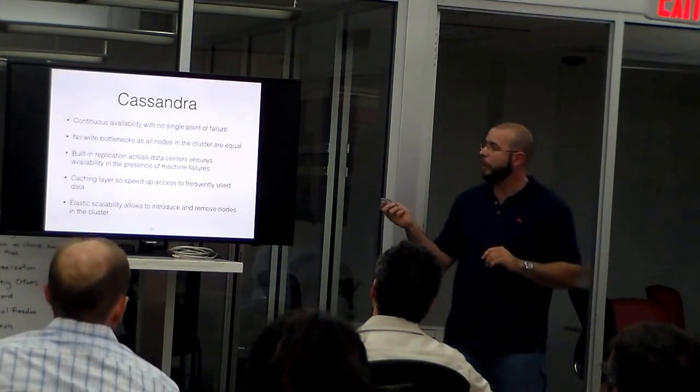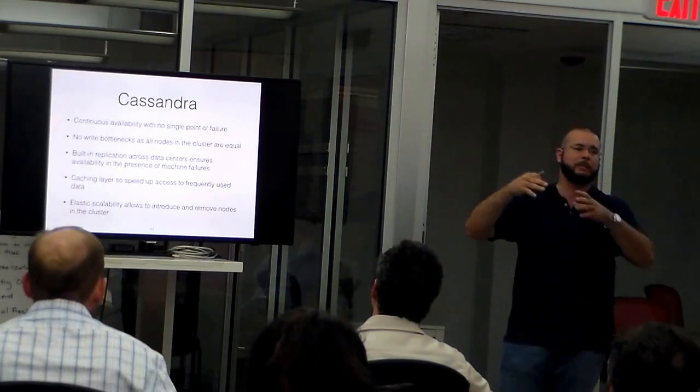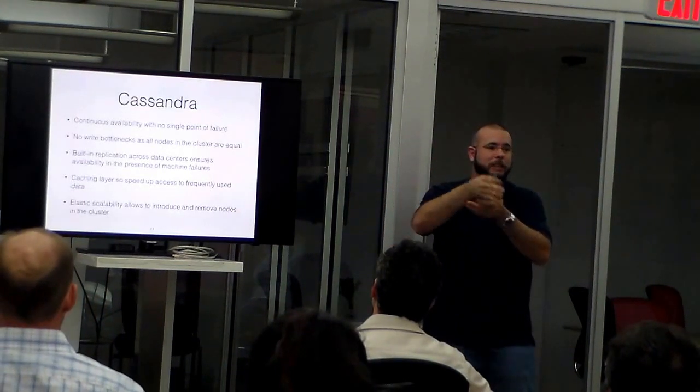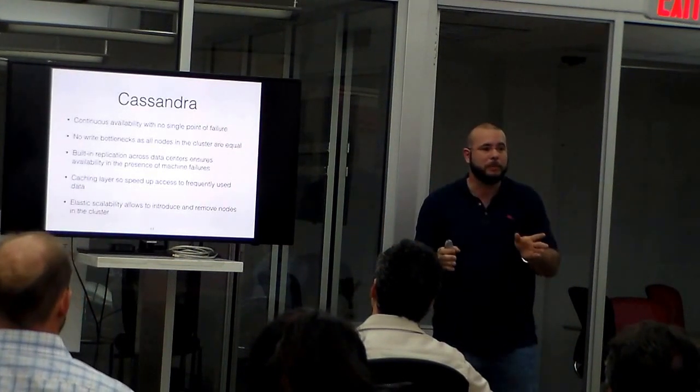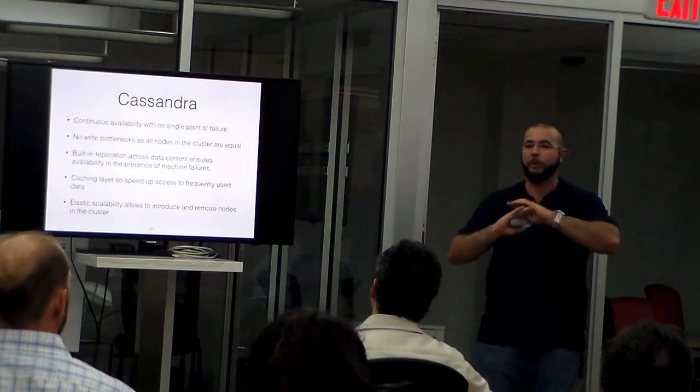The other point is that you don't have a write bottleneck. For example, in traditional SQL replication you have one master and several slaves, so you can read very fast, but your writes have to go to the master. If that master dies, then you have a problem. In Cassandra, since all nodes are equal, you can write and read from any of them.